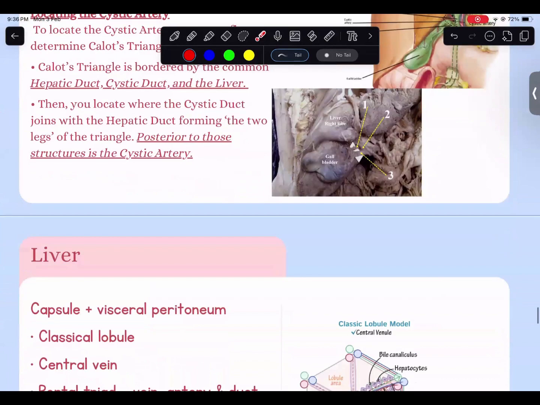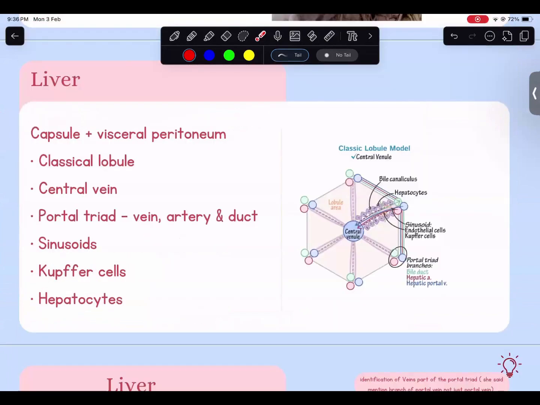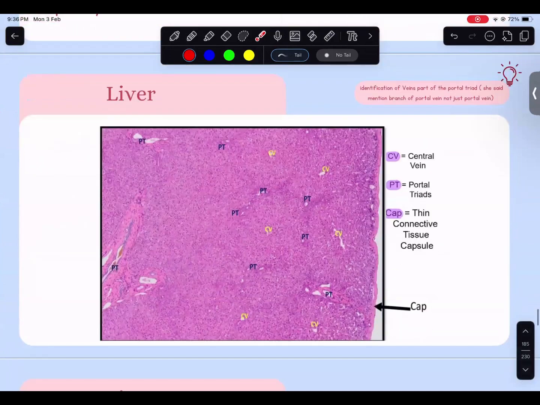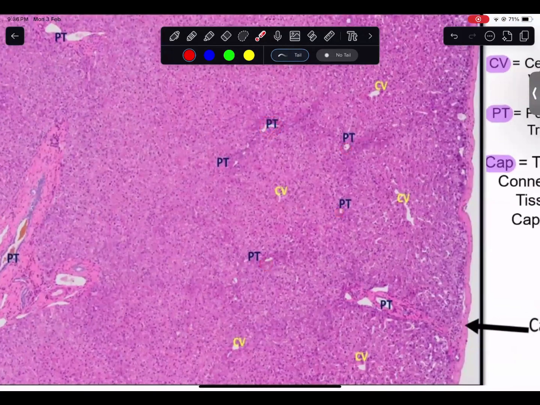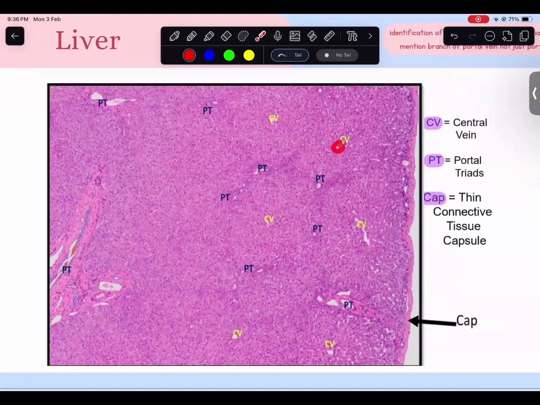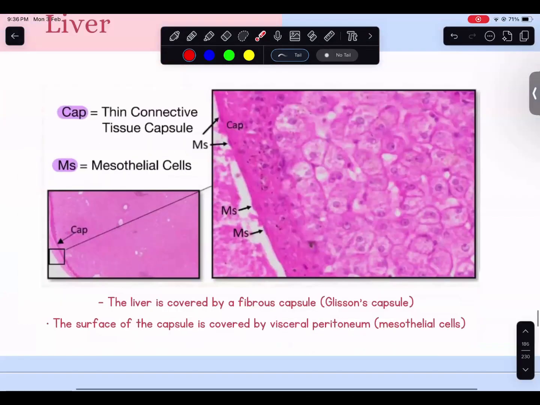Okay, that's about that. For the histology, we know that the liver has a capsule plus the visceral peritoneum. We're going to be looking at the triads, the central vein, the sinusoids, which is very important, the Kupffer cells, and the hepatocytes. Starting off, we're going to be looking at the portal triads. These right here, these small openings, you can't really see, but if I zoom in a little bit, you guys can see the white things. These are your portal triads, okay? There. And then this is your central vein. Okay, we're going to zoom in more so you guys can see clearly.